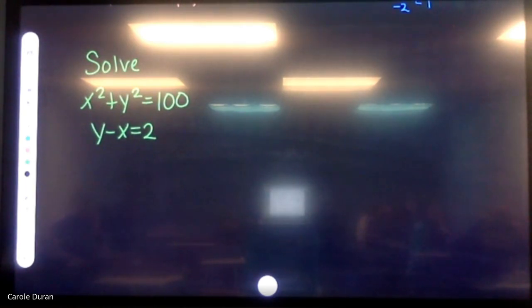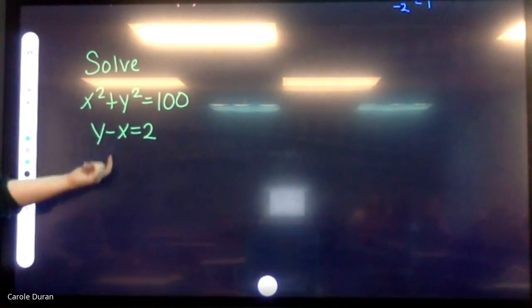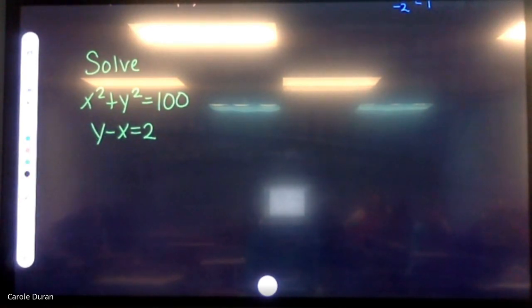Am I going to solve for y or x on that bottom equation, do you think? Technically, there's no wrong answer, but one of them is just going to be an easier solve. Which one's going to be easiest to solve for, y or x? Y. How did you know that?